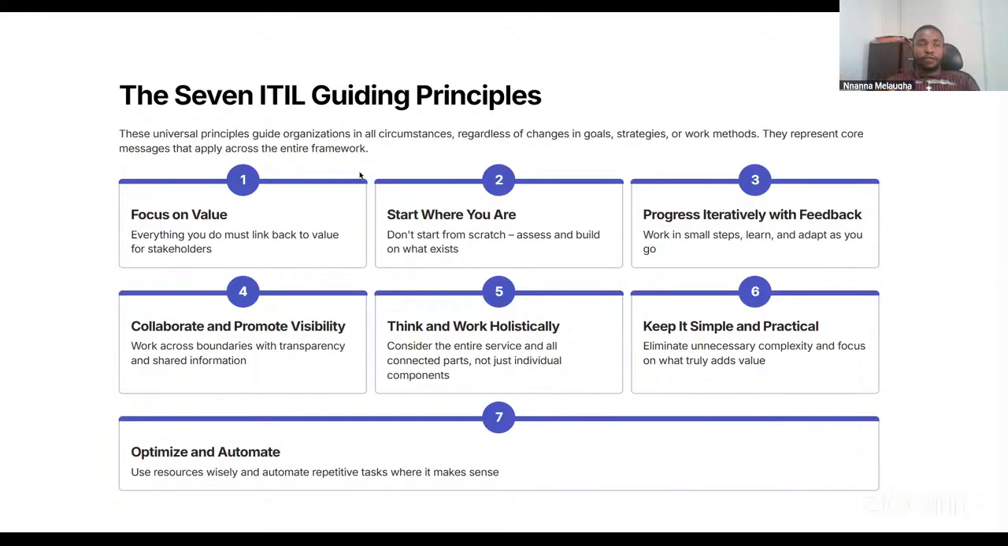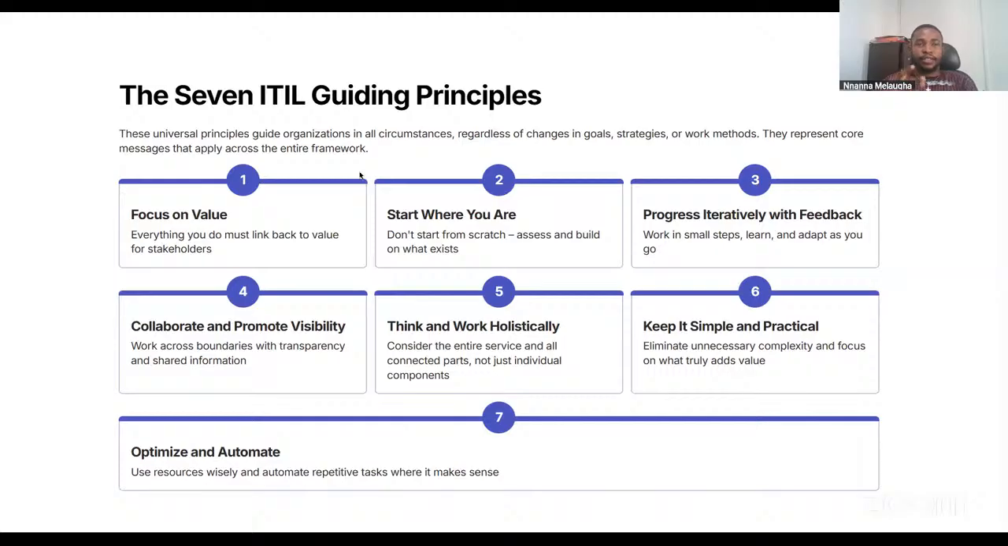Every single service you're trying to render or offer, you're trying to offer value as well. So the main focus of this framework is to offer value, focus on value. And second, you're starting where you are, right? You're not starting from scratch because, like I mentioned, there's a framework for these things.